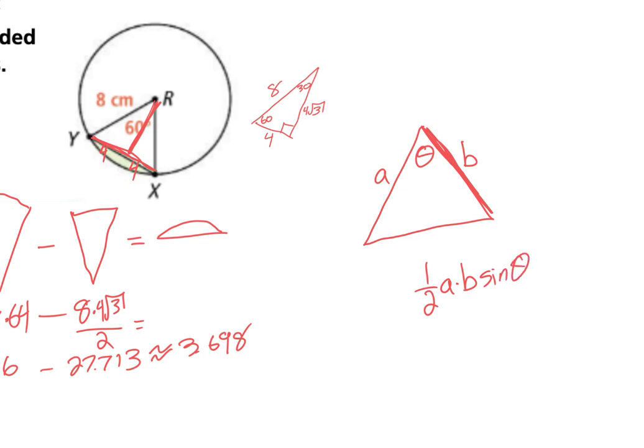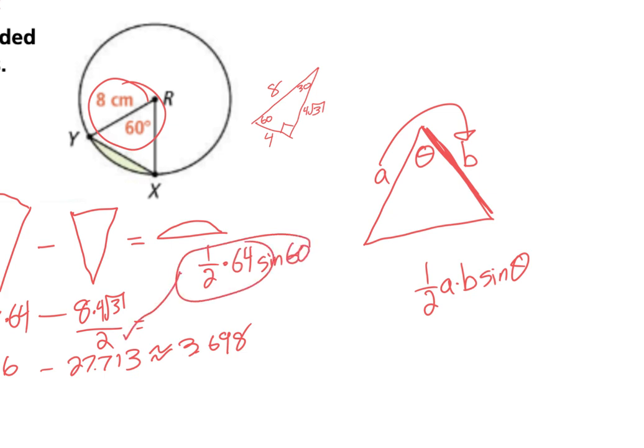The really nice thing in this application is because a and b are both radii, they're the same. And because this is a central angle, we have to have the central angle anyways. And so we already have the information here. And so I can go 1/2 times the radius squared, 64, times sine of 60 degrees. And I verified that on my calculator. That gives me the exact same value, 27.713.